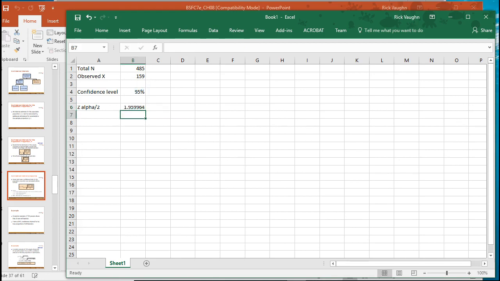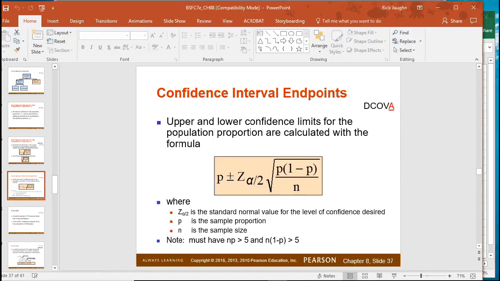All right, so this gives us that positive 1.96. If you round it to 2 decimal places, this is the more exact value of it in Excel. So that's that 1.96. That's our Z alpha divided by 2 that we need for this formula right here. So now we're going to program this formula for our confidence interval.